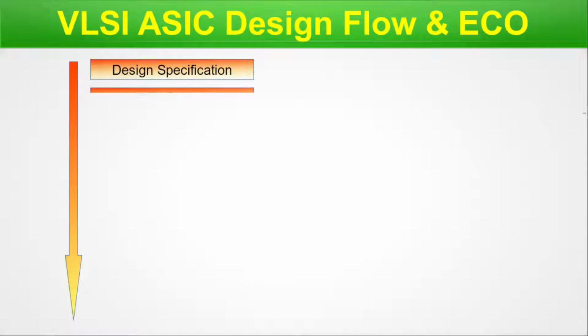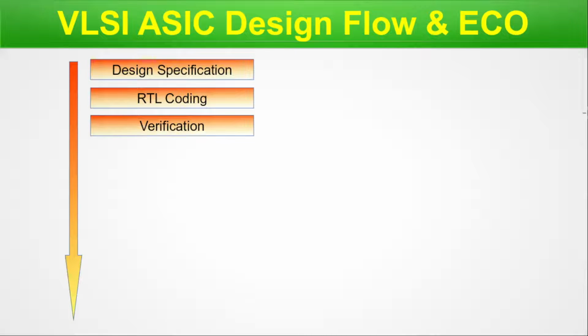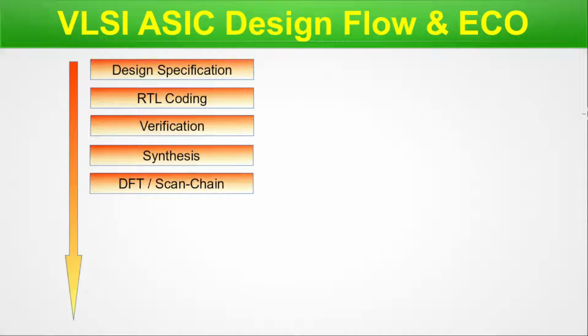So here we will show you the VLSI ASIC design flow, and also, grossly, what type of ECO is done at what stage. First is the design specification, through which what we design is defined. The flow proceeds in the direction of the arrow. Next we have RTL coding, then verification, synthesis, then DFT or scan chain insertion, and next floor planning.